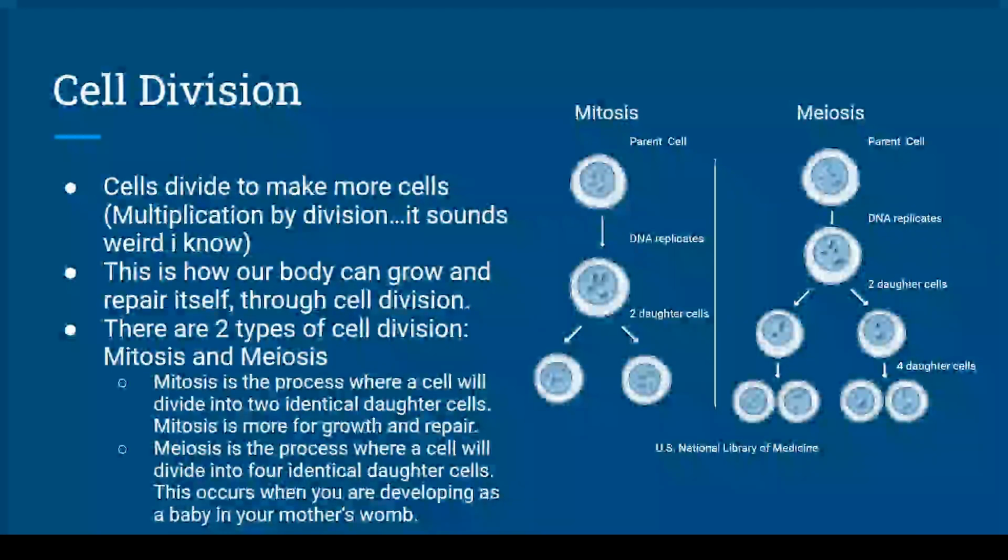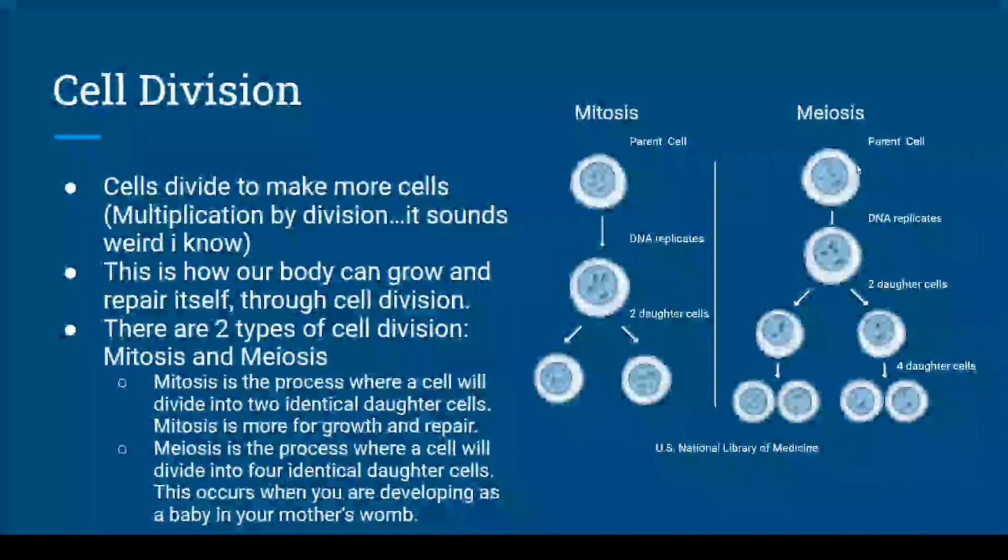Mitosis is probably the more common form of cell division because it's happening as we speak. It's the process where a cell will divide into two daughter cells. Right here, on the left side of this little picture, you can see mitosis. It starts with one parent cell. The DNA inside of the nucleus will replicate, and then it will split into two cells. I will go more into that later in another webinar, but this is the basic concept of mitosis.